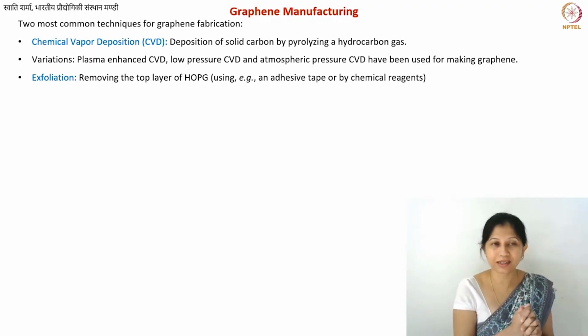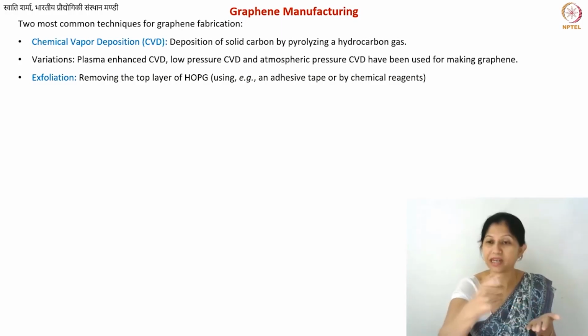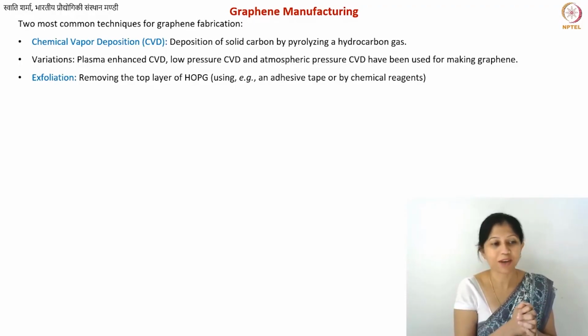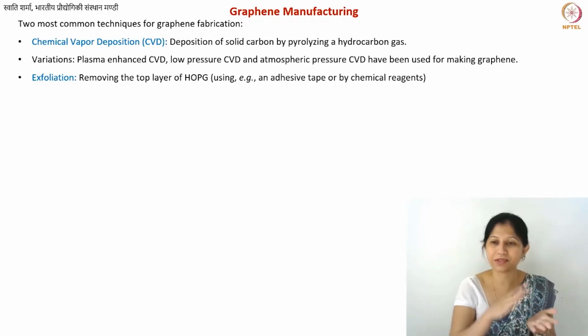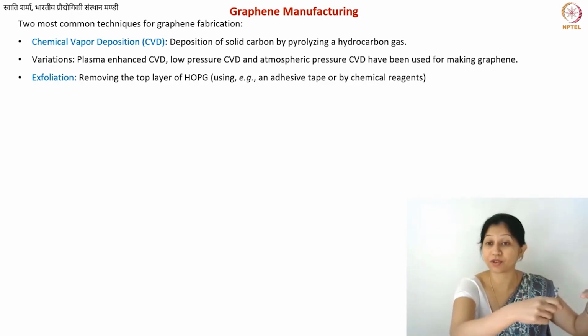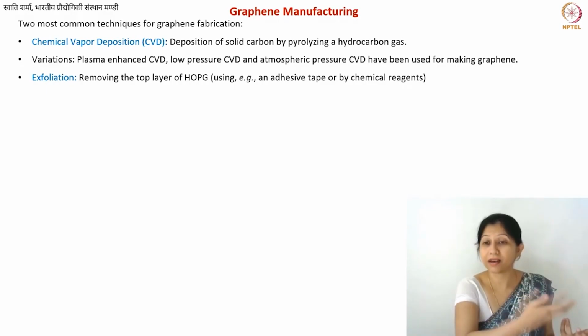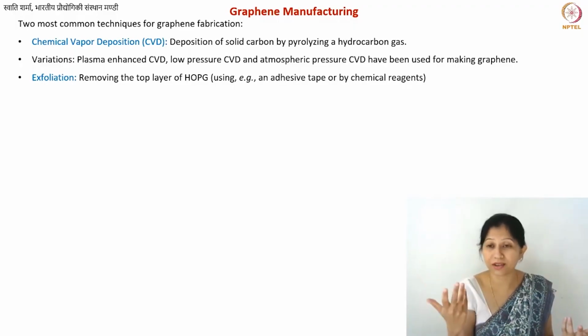And the second one is exfoliation. What is exfoliation? Exfoliation means peeling something off. Okay, so from where can you peel a single layer of graphene? We have our highly oriented pyrolytic graphite. You can take a simple adhesive tape and remove one single layer, and then put that tape inside some sort of organic solvent. Then the glue will dissolve and you will get the graphene. Okay, it's as simple as that.